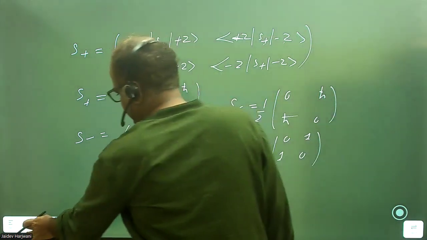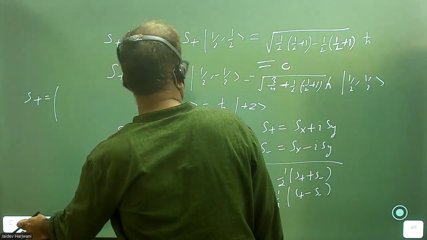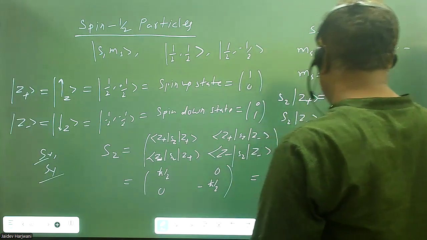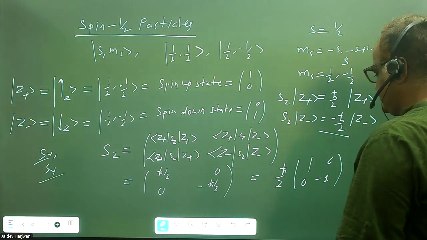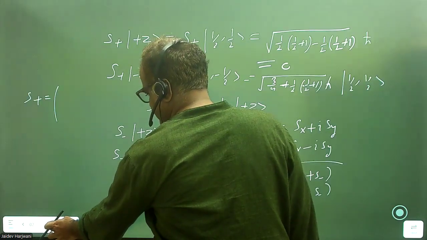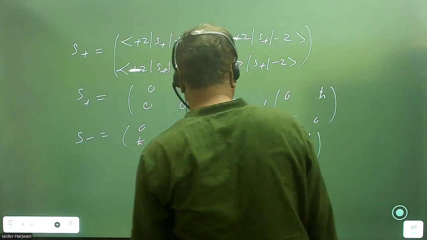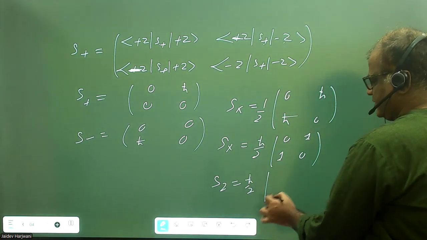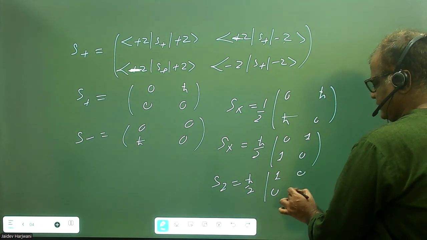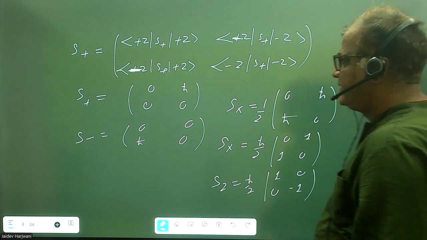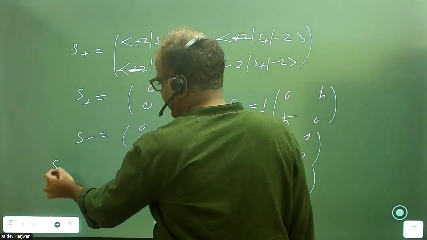We have already seen the representation of Sz. Sz was the matrix 1, 0, 0, minus 1. So we have Sz as ħ by 2 times 1 0, 0 minus 1. So we have Sx and Sz.